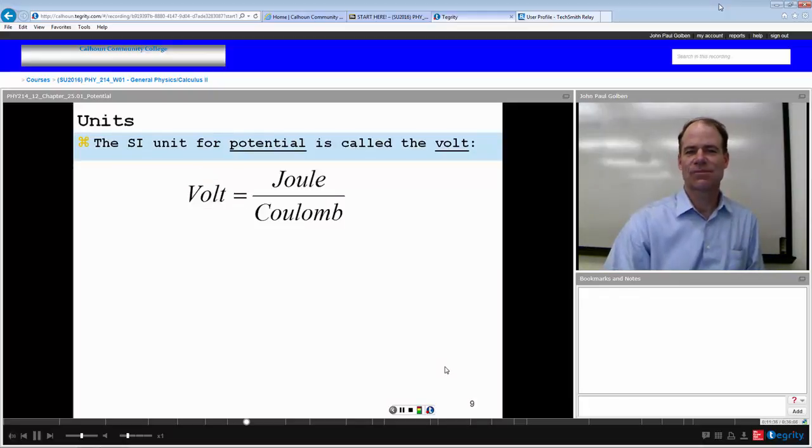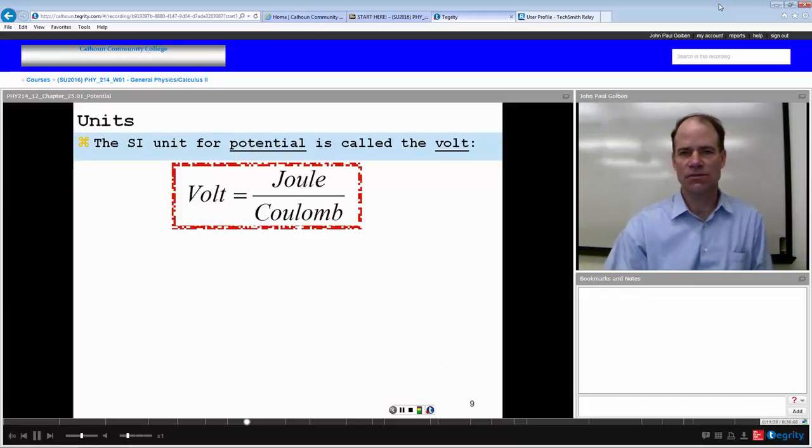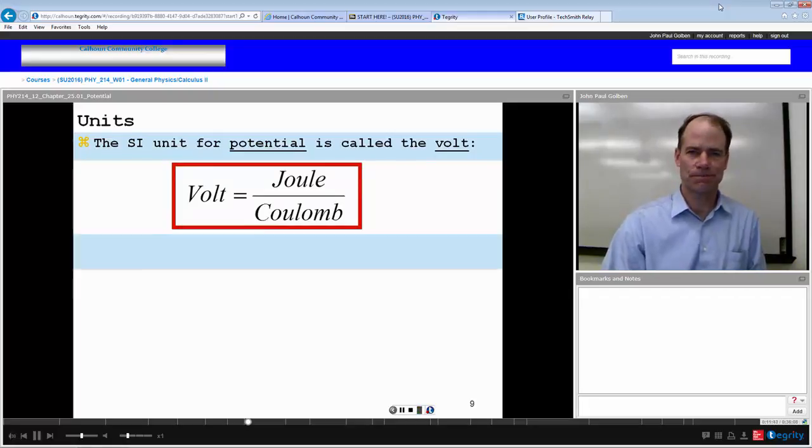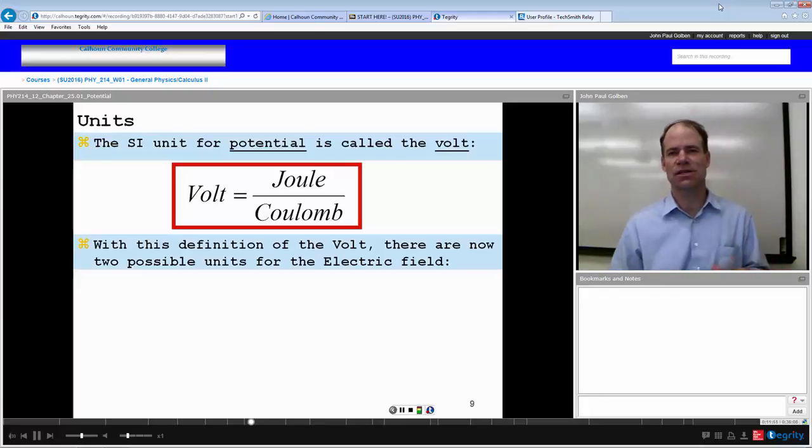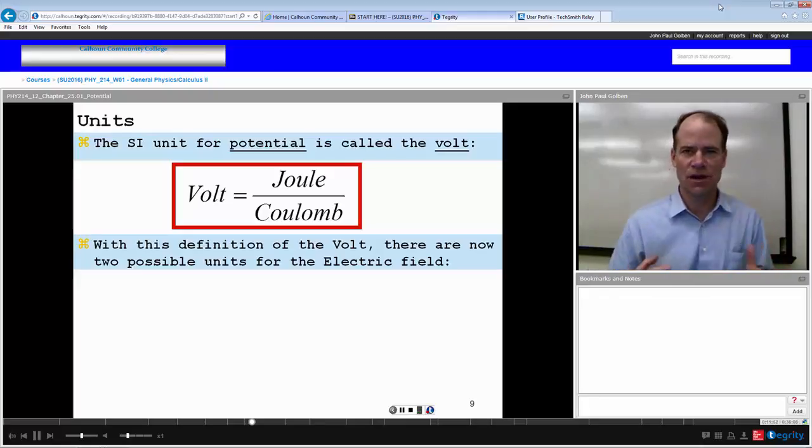The System International unit for potential is called the volt. The volt is a joule per coulomb. This volt is the same volt that we're going to talk about when we get into circuits, dealing with potential in circuits. So it eventually will be our segue into circuits, which is coming up. Not today, but coming up in future chapters.